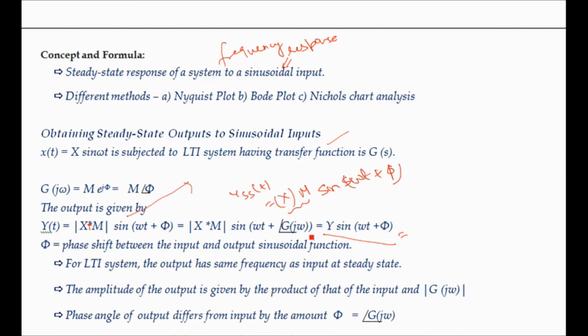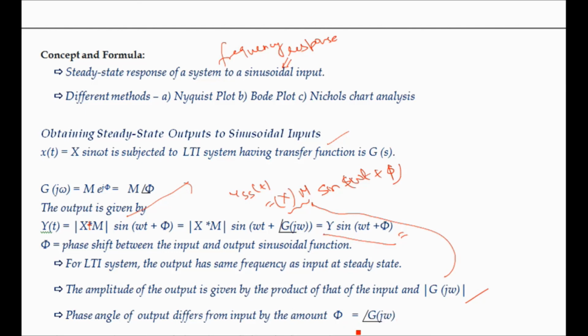So we have learned that for an LTI system, the output has the same frequency as the input at the steady state. Second, the amplitude of the output is given by the product of that of the input and the magnitude of G(j omega), where the magnitude of G(j omega) is equal to M, so the amplitude of the output is X into M. And the phase angle of the output differs from the input by the phase shift produced by this transfer function, that is phi equal to the angle of G(j omega).